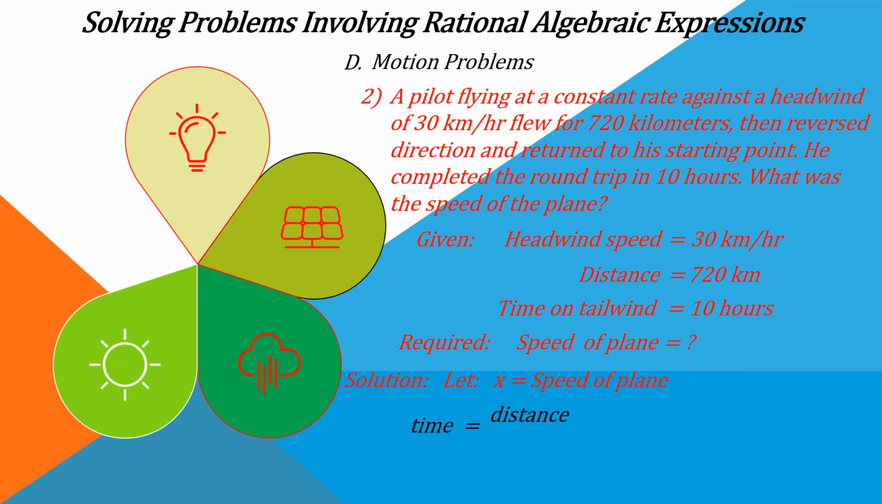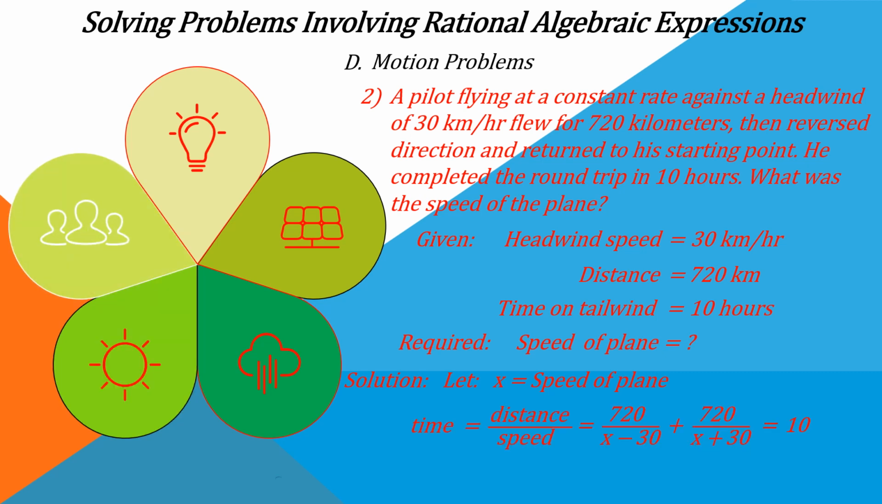Time is equal to distance over speed, and it is equal to 720 kilometers divided by x minus 30. x minus 30 is against the headwind, plus 720 over x plus 30. x plus 30 is along the headwind. He is flying with the wind, so it is x plus 30. And this is equal to 10 hours.